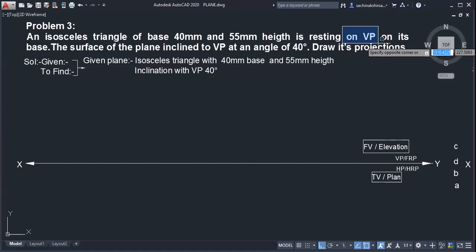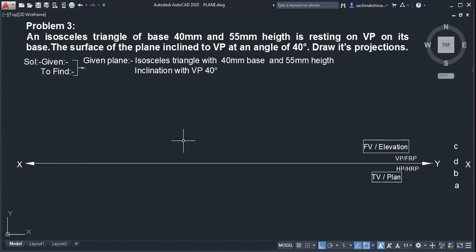Now this is clear. Where to draw its true shape, that we have to decide first: above XY or below XY, whether it will be front view or top view. That is the first thing. The next thing is where that plane is resting, on any one of the edges, the base, the height, whatever. Further words are also most important. This particular isosceles triangle is resting on VP, on its base.